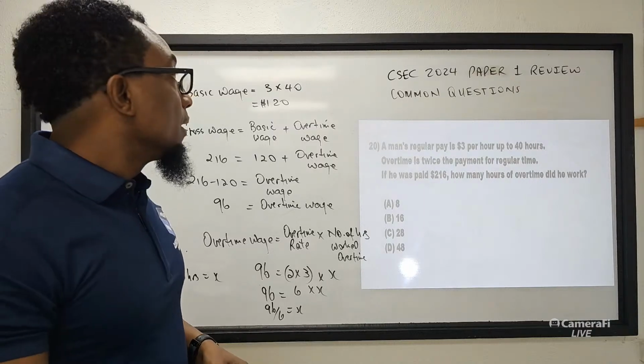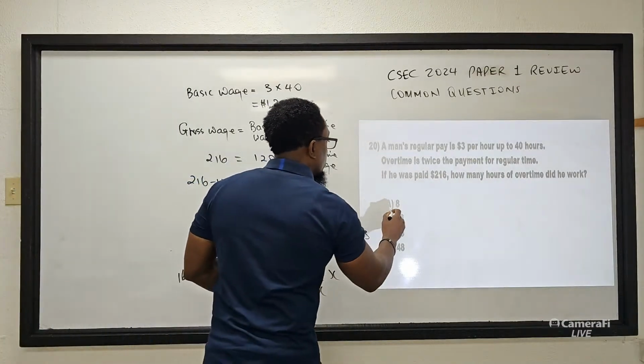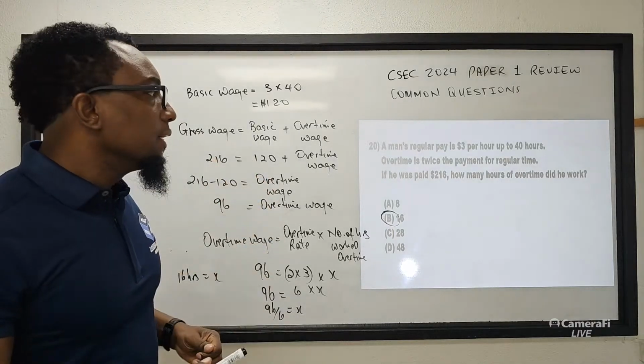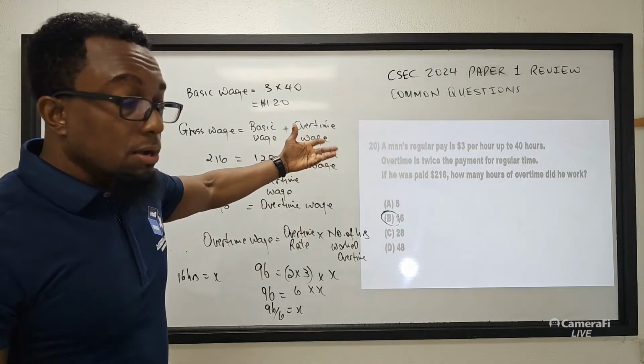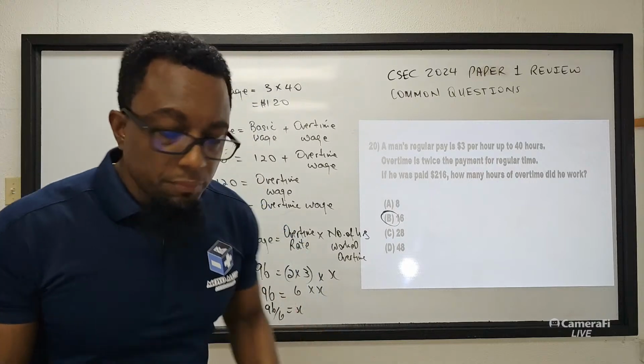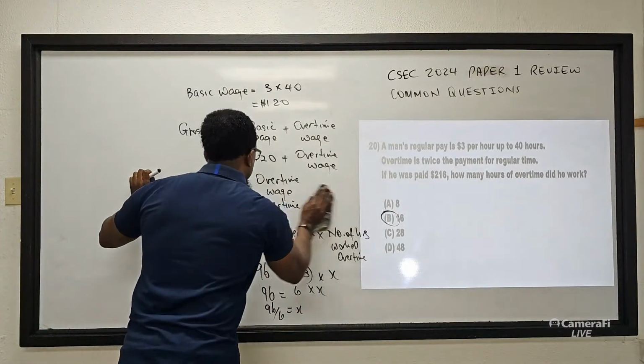Right? So the answer for 20 is B. Make sure we understand wages, because you know they like to bring the wages in the consumer arithmetic. And again, it's a common type of question you are going to see. So make sure we understand it. Alright, let's move on to 21.